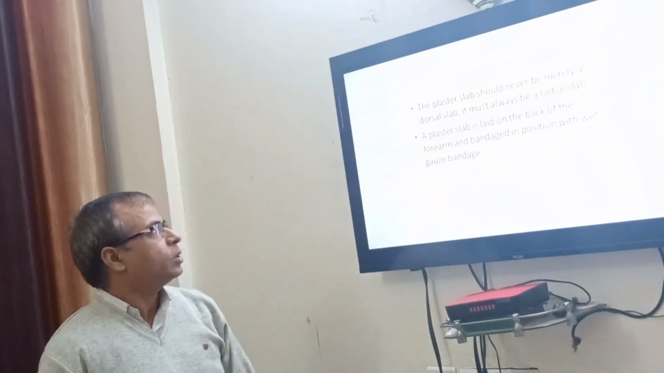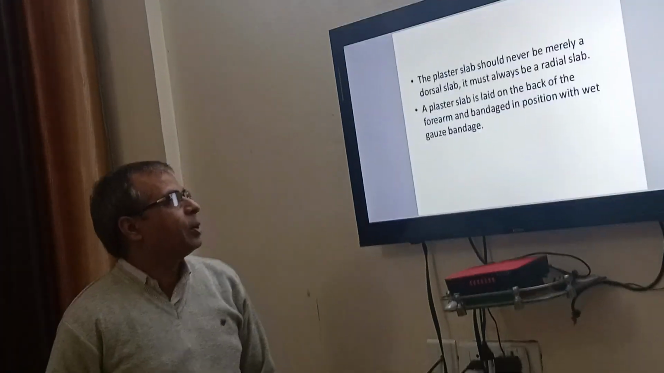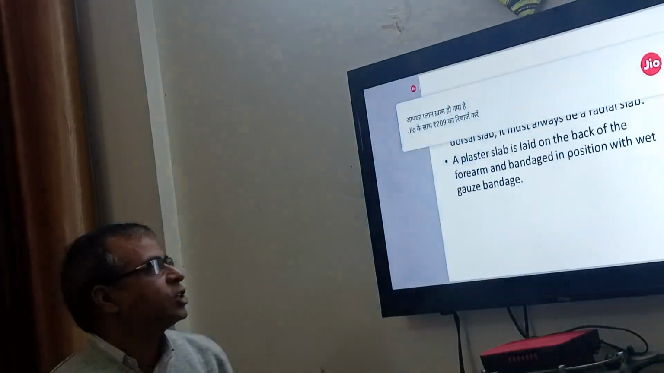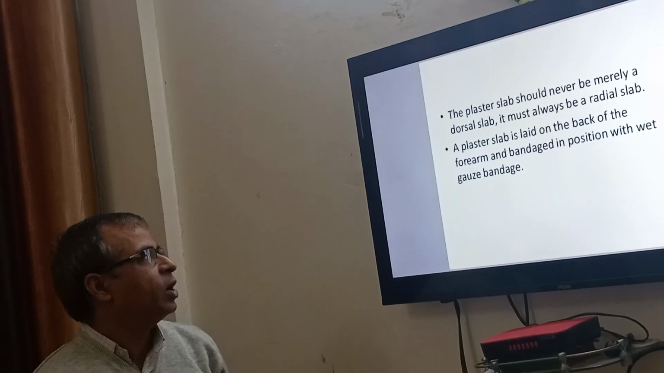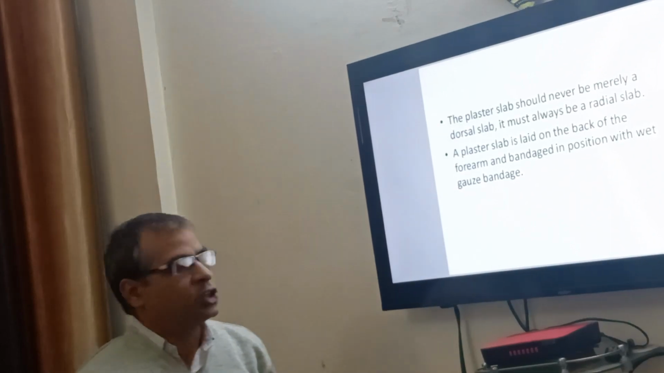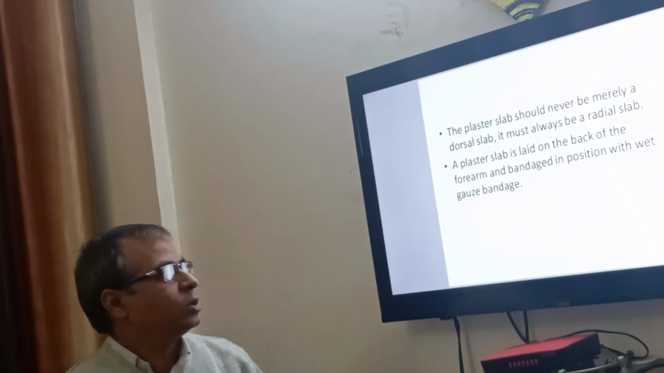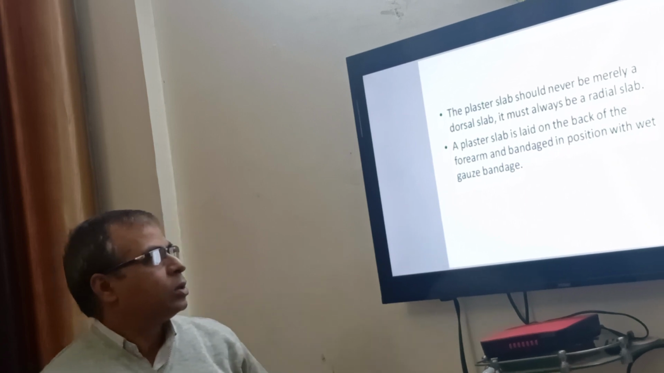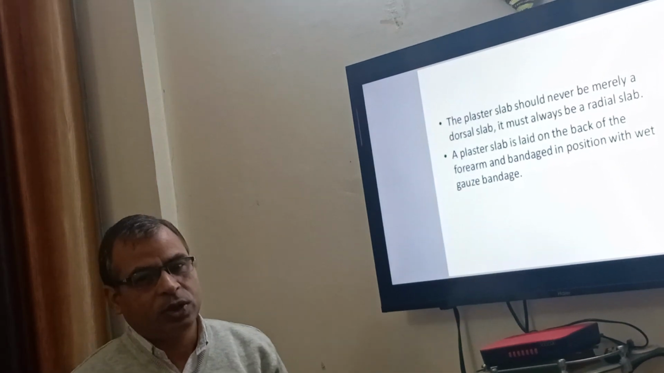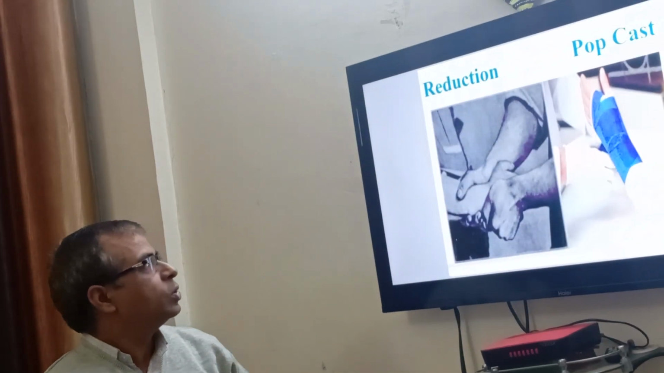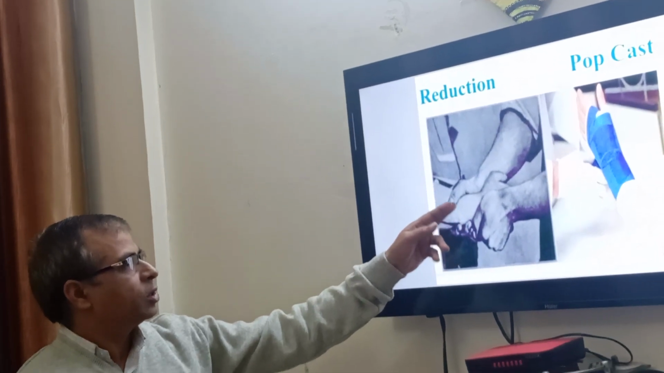Please. The plaster slab should never be merely a dorsal slab, and it must always be a radial slab. A plaster slab is laid on the back of the forearm and bandaged into position with a gauze bandage, and in this position of radial deviation, the wrist will be in ulnar deviation and slight flexion. So this is the reduction technique in diagram.